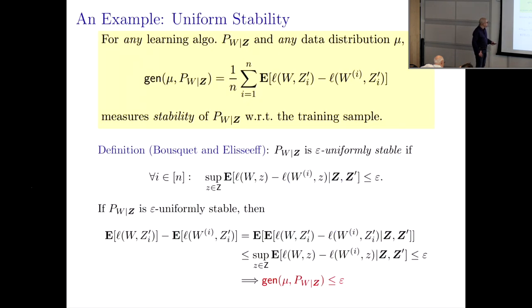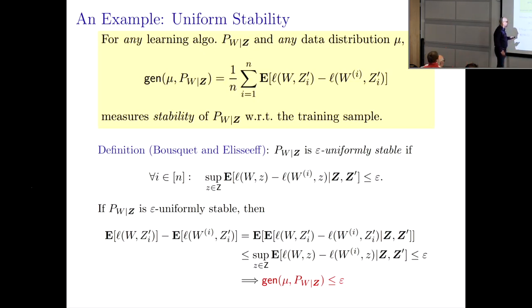So let's see. Here's one example. It's called uniform stability. Let's look at this generalization. As a reminder, this is what it looks like. Here's one notion introduced by Bousquet and Elisseeff. It would say that this algorithm is epsilon uniformly stable if the following holds. For any i, for any index of a training set, so what happens here is I have two data sets, Z and Z prime, and they're independent.